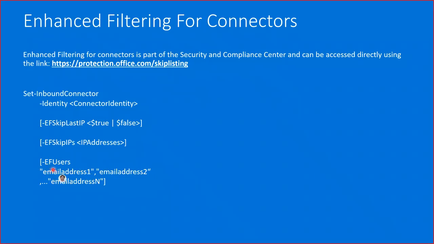And then we have the option for EFUsers. You have the option to use this feature, at least if it's something new that's being set up in the tenant, to maybe just use it for a specific set of users. And if you want to do that, we would specify the email addresses under EFUsers. And if we set this attribute to null, basically what that means is that the enhanced filtering is enabled for every user in the tenant.